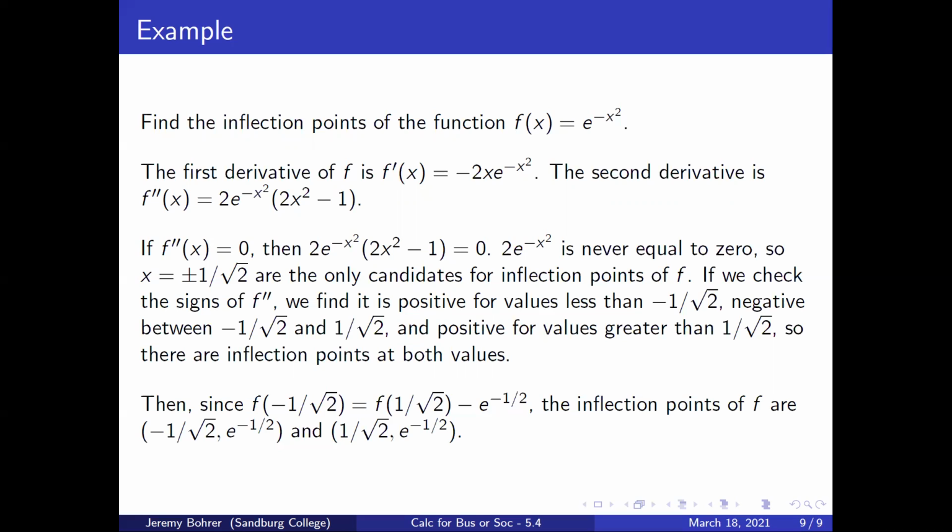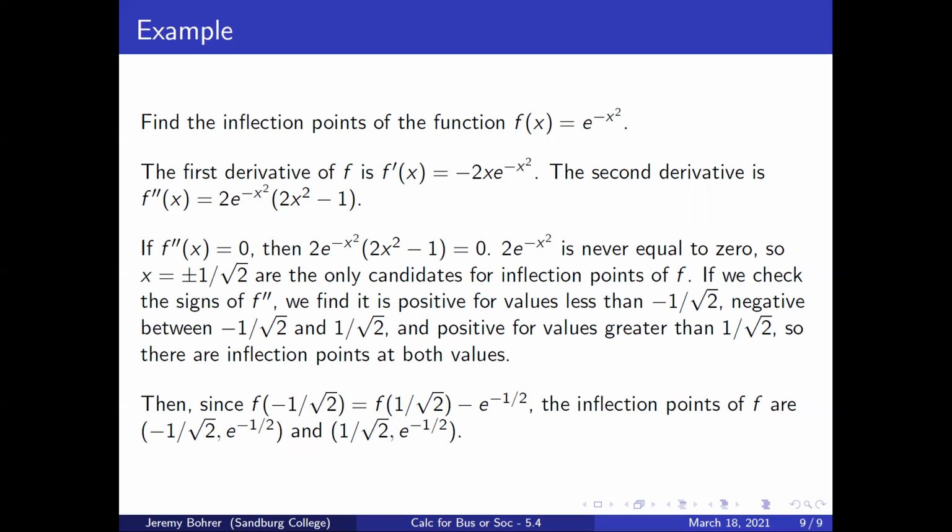2e to the negative x squared is never equal to 0. So x equals plus or minus 1 over the square root of 2 are the only candidates for inflection points of f. Those are solutions to 2e to the negative x squared times (2x squared minus 1) equals 0. If we check the signs of f double prime, we find it is positive for values less than negative 1 over the square root of 2, negative between negative 1 over the square root of 2 and 1 over the square root of 2, and positive for values greater than 1 over the square root of 2. So there are inflection points at both values.